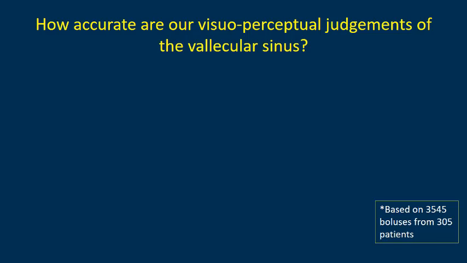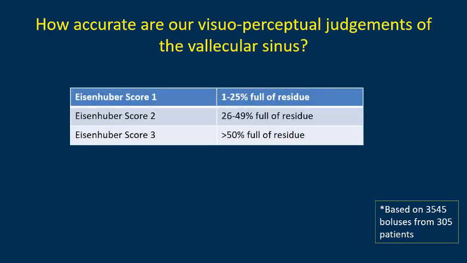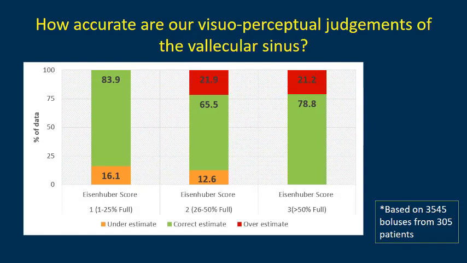We used the Eisenhuber scale, an ordinal residue rating tool, which puts, when we see it, residue into one of 3 buckets listed here on the slide. These are pretty generously sized buckets. We rated these buckets on 3,545 boluses from 305 patients, and then afterwards quantitatively traced and compared the two. This graph looks at our tracings of molecular residue. Bottom line, our visual perceptual judgments weren't so accurate.